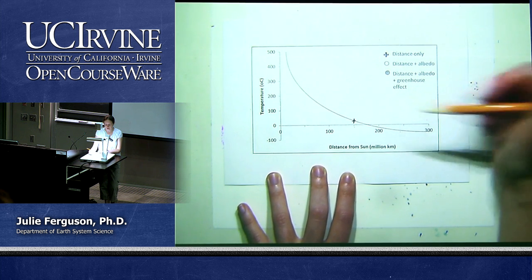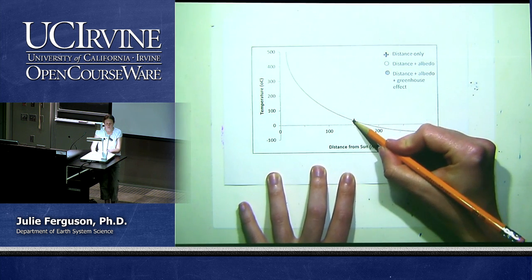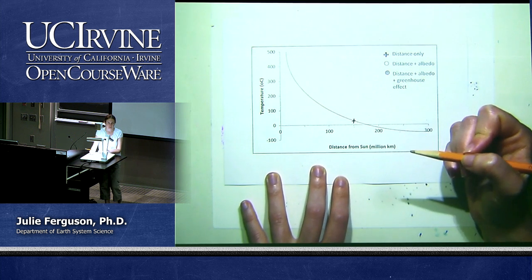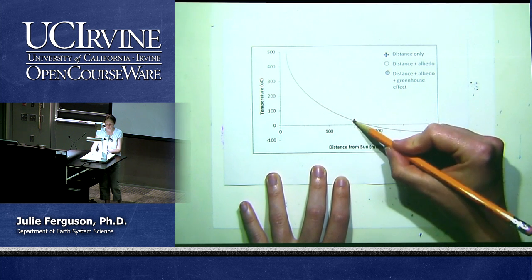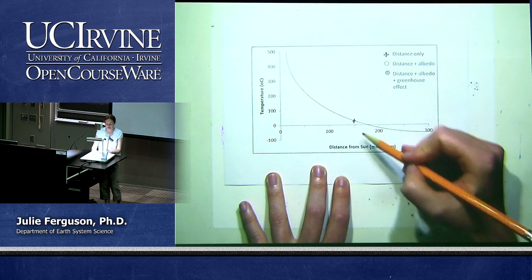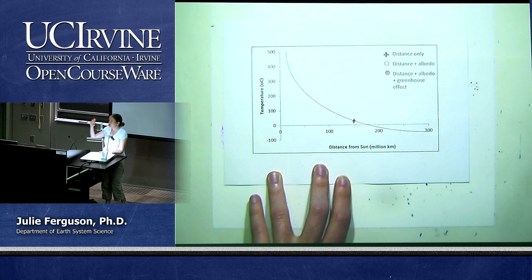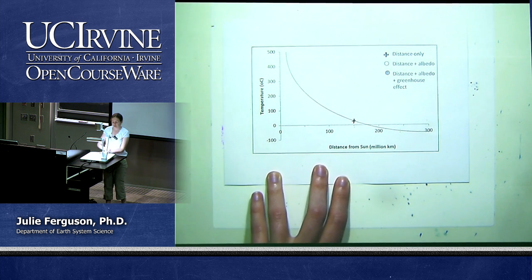Okay? Then I want you to think about, well, what happens if we take into account Earth's albedo? If we just took into account distance and albedo, where would Earth's temperature be? Would it be above this line or below this line? Below, because it would be reflecting a certain amount. So for each planet, think about how far below that line that temperature would actually be given those different albedos.